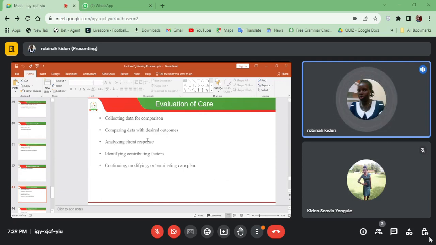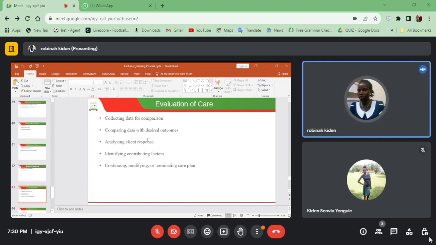If the patient came in with high blood pressure, we came up with a strategy of care. We have cared for this patient. Now when we check, is the blood pressure low or high? Then we compare and get to see the effectiveness of what we have provided. So we analyze the response and identify contributing factors. If the outcome is negative and the blood pressure did not lower, what are those contributing factors?